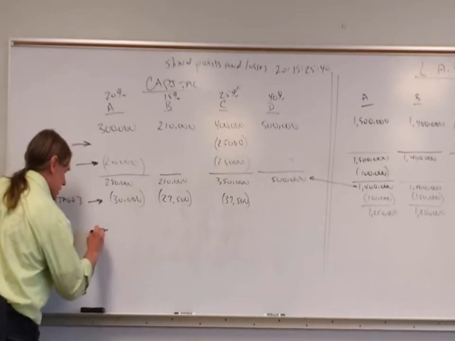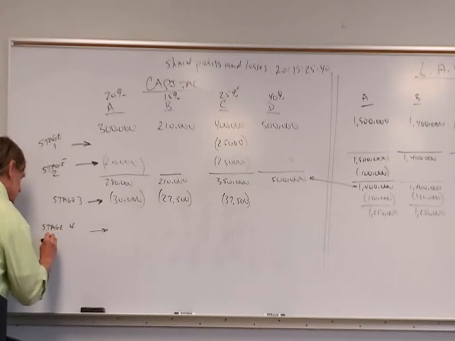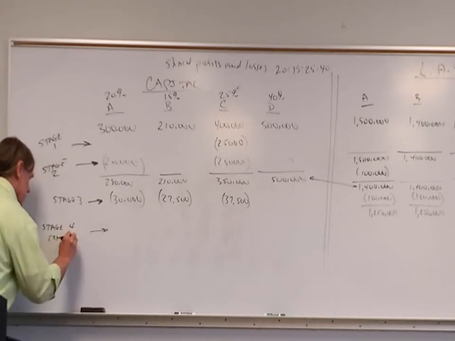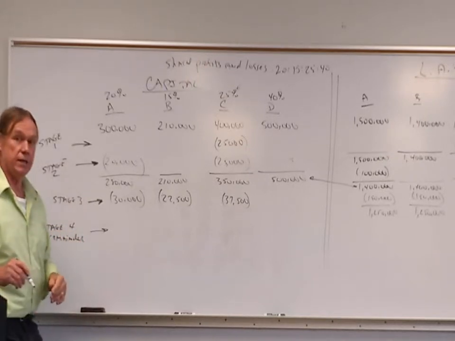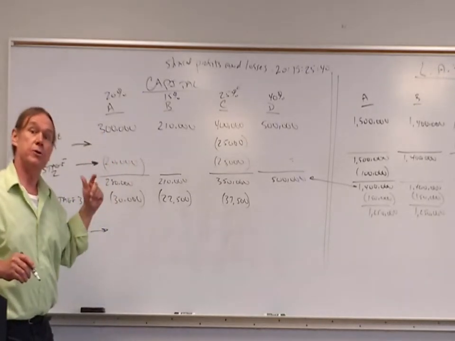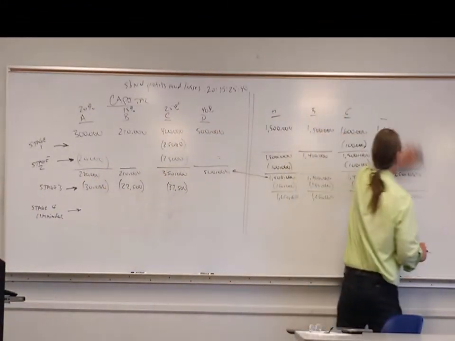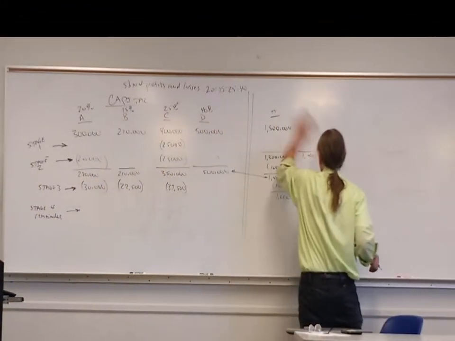stages. The final stage, any remainder, is going to go to all 4 partners in their profit sharing ratio or their capital ratio, which at this point should be the same thing. So let's go ahead and summarize these stages.